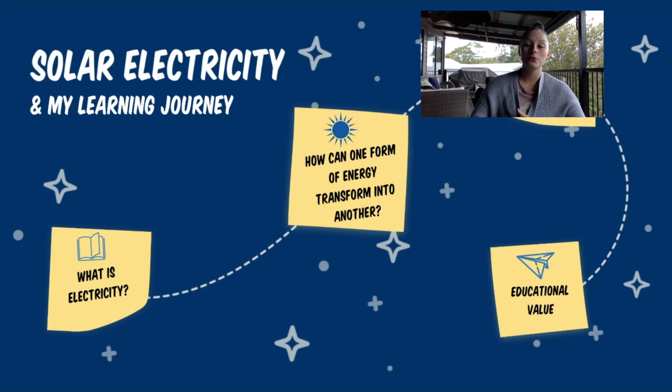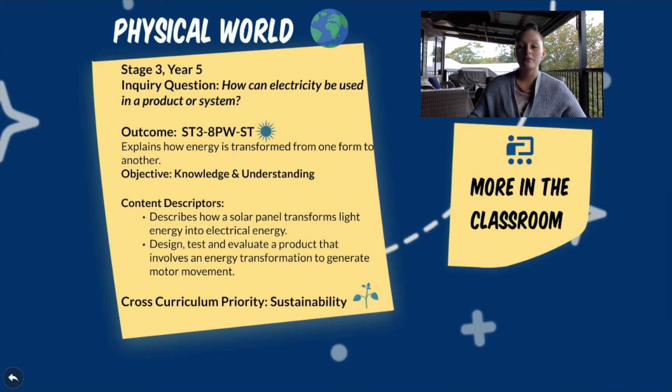Constructing these models provides multiple educational opportunities across all stages. However, more specifically, by investigating how electricity can be used in a product or system, 3 outcomes from the physical world strand can be explored by Stage 3 Year 5 students. So, outcome ST3-8PW, Physical World, Science and Technology, states that a student can explain how energy is transformed from one form to another.